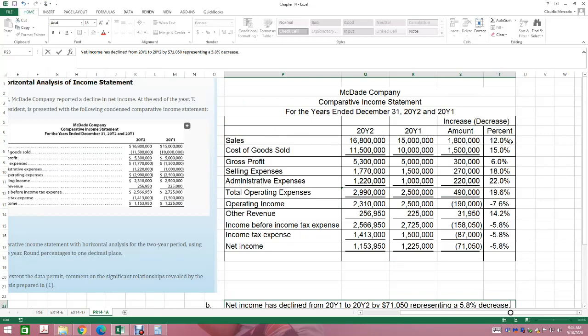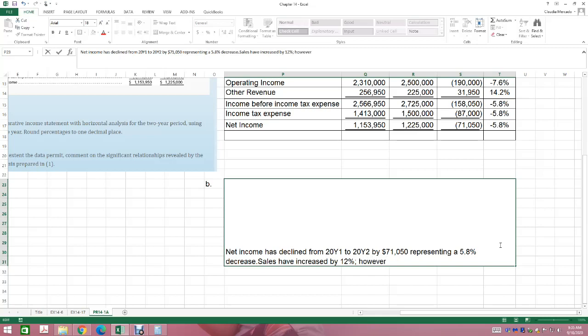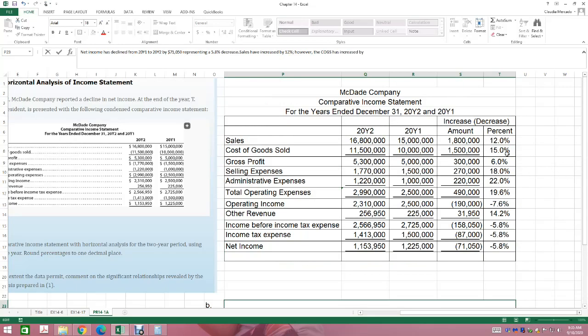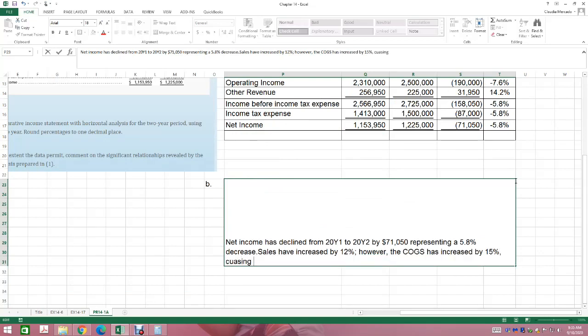Well, my sales went up by 12%. So we can say sales have increased by 12%. Now here we have a however. The cost of goods sold has increased by how much? By 15%. Causing the gross profit to increase at a slower pace than sales.